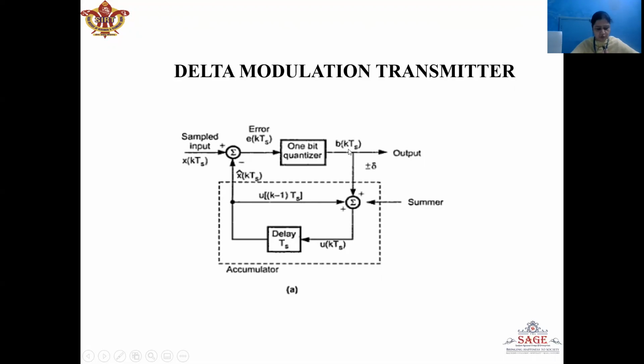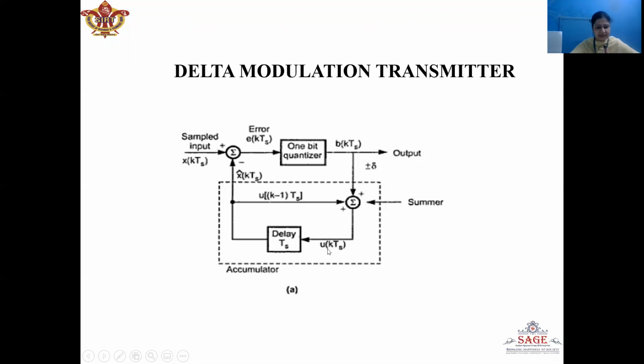v(kTs) is confined to only two values, plus delta and minus delta. If the difference between the sampled input and the predicted value is positive, the value of v(kTs) is plus delta. Whereas if the sampled input is less than the predicted value, the value of v(kTs) is given by minus delta. So if the difference is positive, that is plus delta, the difference is encoded as 1 bit. Whereas if the difference is negative, that is the value of v(kTs) is minus delta, in that case, the encoded output will be 0. Here, in this block diagram, we can see that the previous sample is added to the value of v(kTs) to generate the present approximation, which is u(kTs).